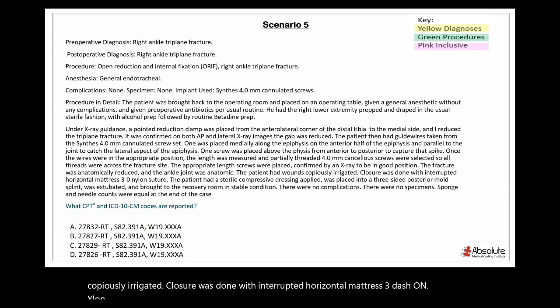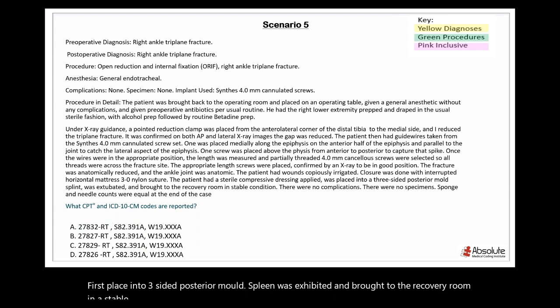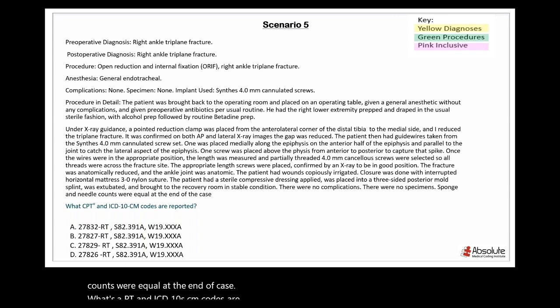The patient had a sterile compressive dressing applied, was placed into a three-sided posterior mold splint, was extubated and brought to the recovery room in stable condition. There were no complications. There was no specimen, and sponge and needle counts were equal at the end of the case. What CPT and ICD-10-CM codes are reported? And coders, your 2.5 minutes starts now.